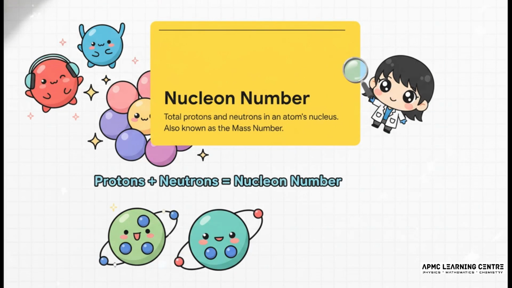So, if we're changing the number of neutrons, it's pretty obvious that's going to affect the total weight of the atom's core, right? And we have a name for that total count, the nucleon number. It's super simple. Just add the protons and the neutrons together. You'll also see this called the mass number on your test. They mean the exact same thing, so don't let the two names throw you off.